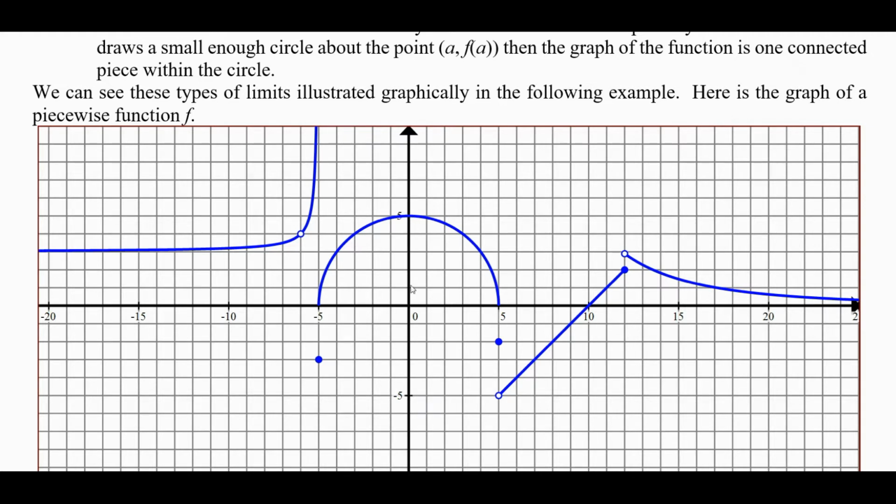F of 0 is 5, that's the 0.05 right there, and the function is actually continuous there, so the limit as x goes to 0 is 5, and we see that it's a connected piece near that point.